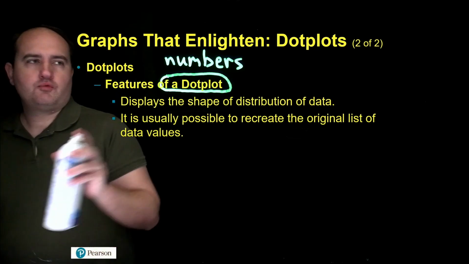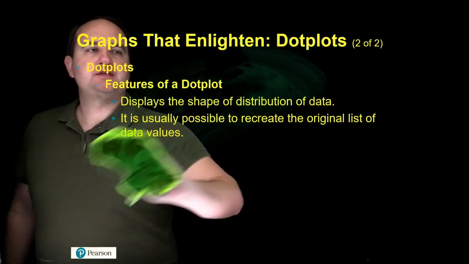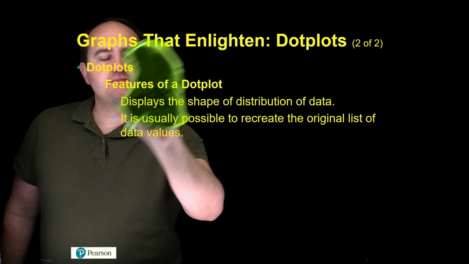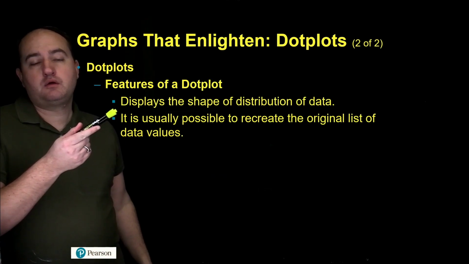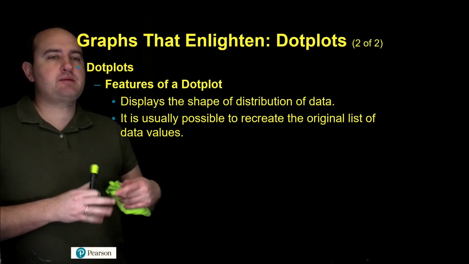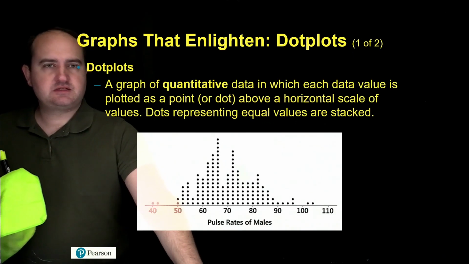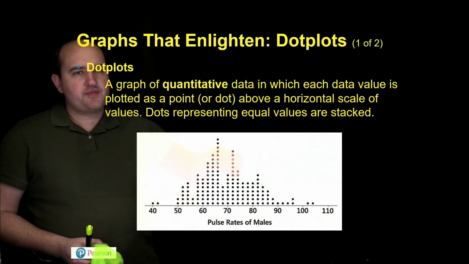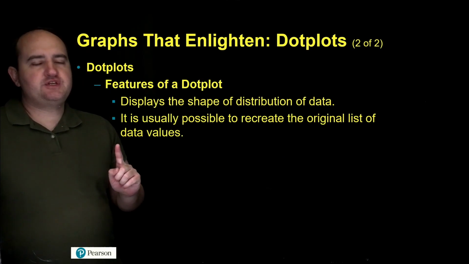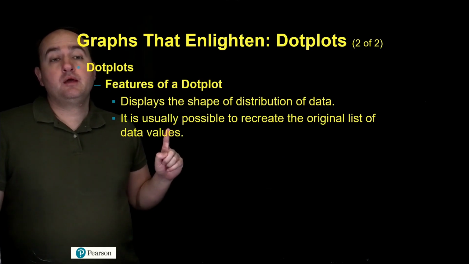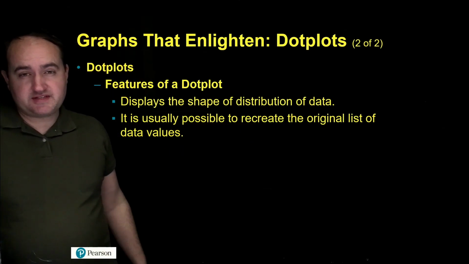We've already seen what a dot plot looks like, but in our book, they say that the features or the good things about a dot plot are, first of all, as we saw on the previous slide, it displays the shape of the distribution of the data. It displays it very well. It organizes the data in such a way that we can really see what's going on with our data. And then another good thing about a dot plot, it is usually possible to recreate the original list of data values.